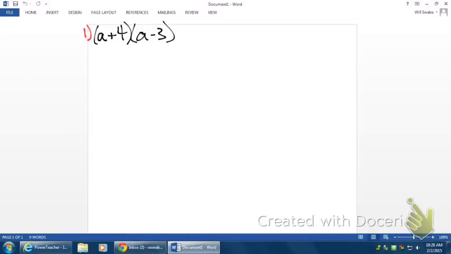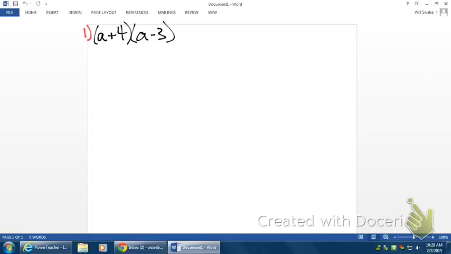Different options. Remember, I can FOIL this because I have a binomial times a binomial, or I can just distribute it. Whichever way you want to do it, that's perfectly fine. I'm going to do it both ways right now. Okay? I'm going to distribute first.